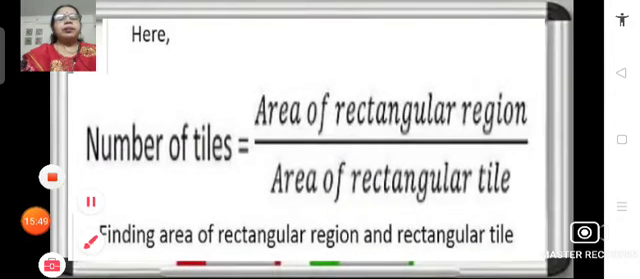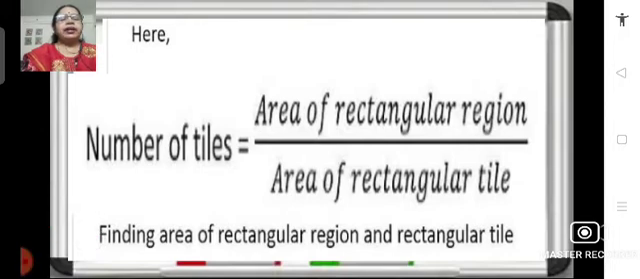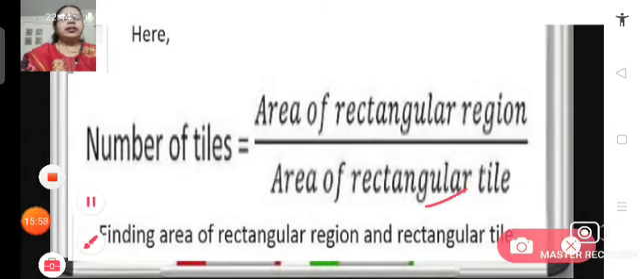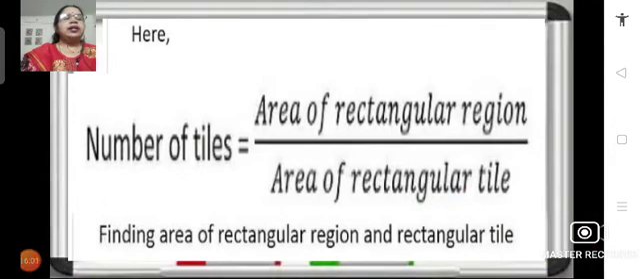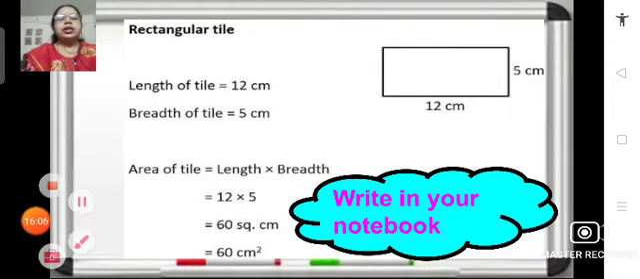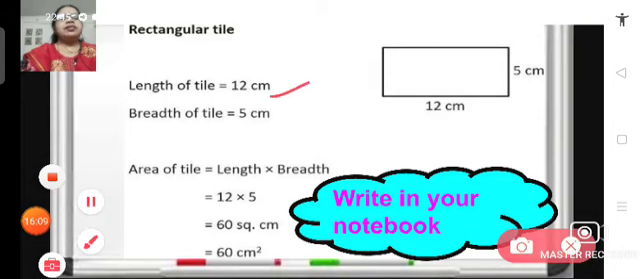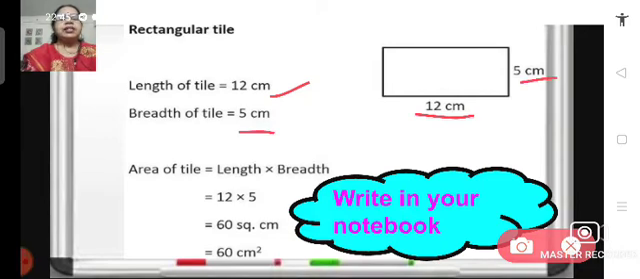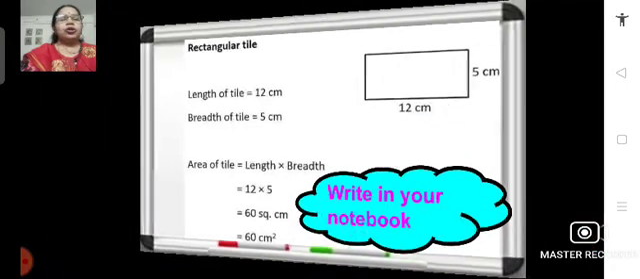So here we have number of tiles. How can you find out number of tiles? Area of rectangular region will be divided by area of single rectangular tile. So first we will find the area of rectangular tile and area of rectangular region. So here the rectangular tile is of length 12 centimeter and breadth 5 centimeter. So what will be its area? It will be length multiplied by breadth. That means 12 multiplied by 5 is equal to 60 square centimeter. So this is the area of a single rectangular tile. Please write this in your notebook.